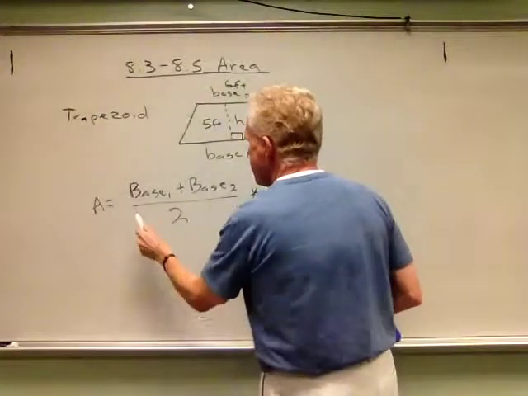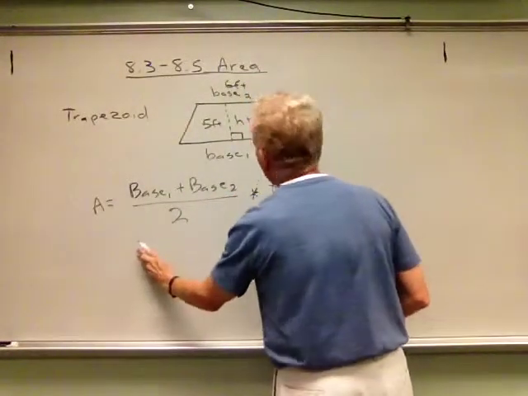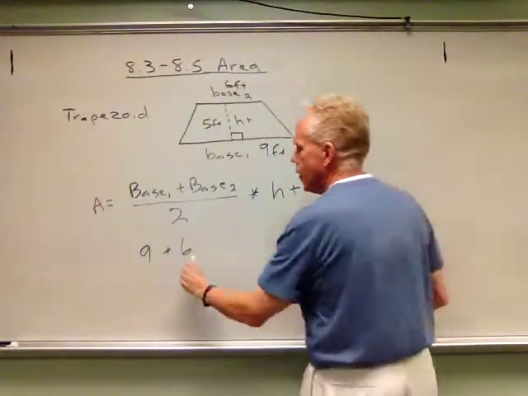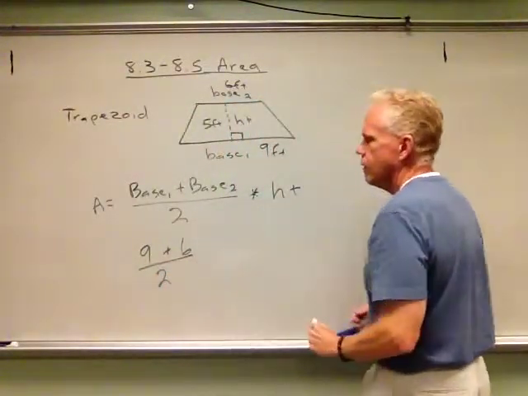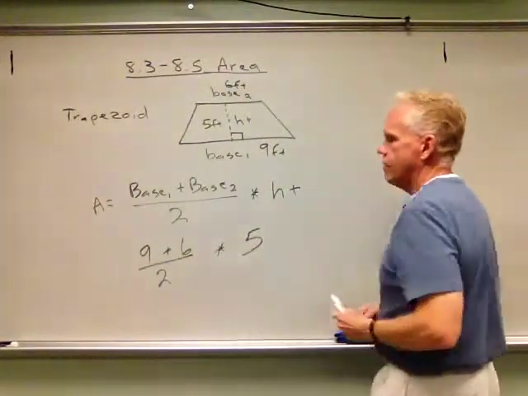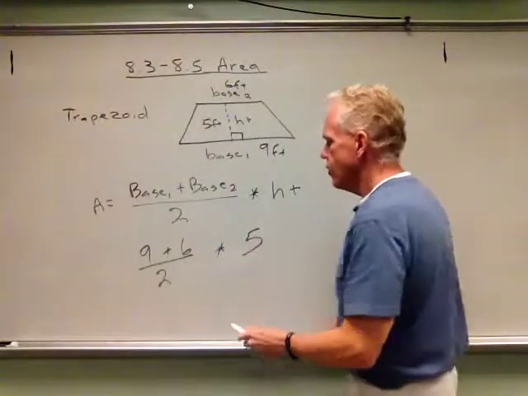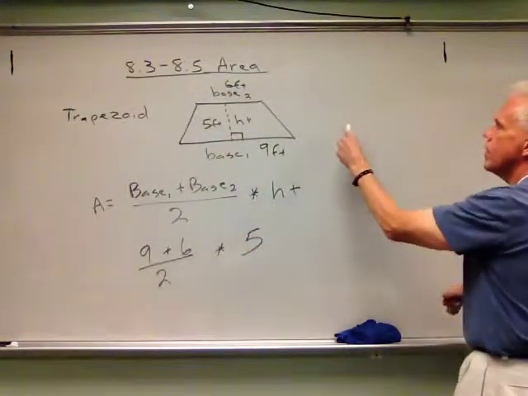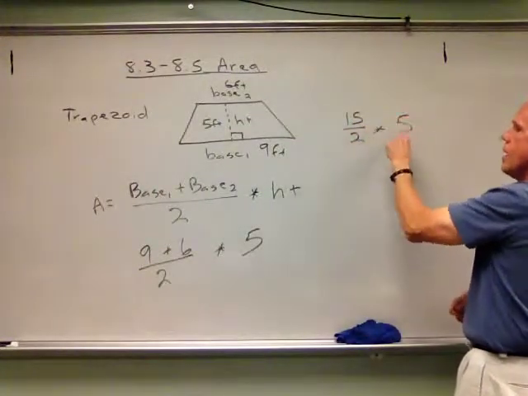All right, so we got base 1 and base 2 added. So we got 6. Oh, no, base 1 is 9, right? 9 plus 6 divided by 2. And then that's going to be times the height of 5. Woo, my goodness. Let's see what we can do with that. 9 plus 6. What's 9 plus 6? That's 15. Okay, I'm going to pull over here a little bit. We're just working our way. 15 over 2 times 5.